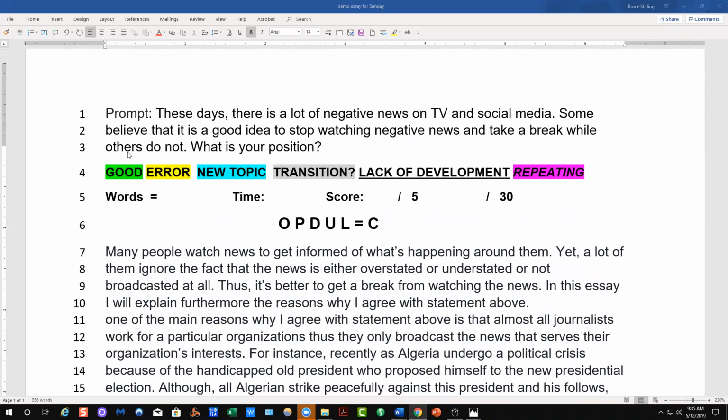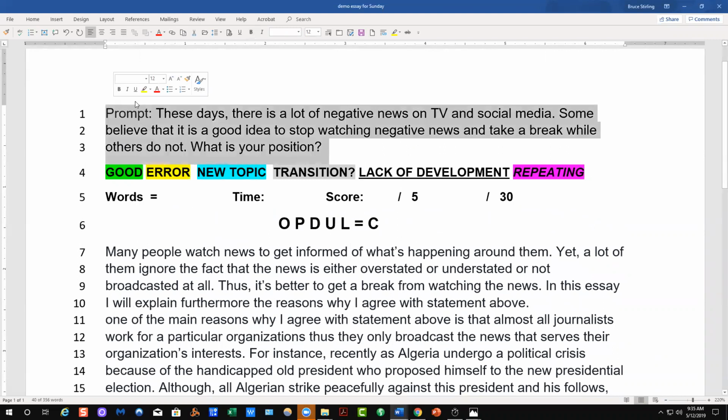Now, here's the prompt. Take a few seconds and read the prompt, and in the chat box, tell me when you're finished reading the prompt. In fact, this is the prompt that I got a month ago.